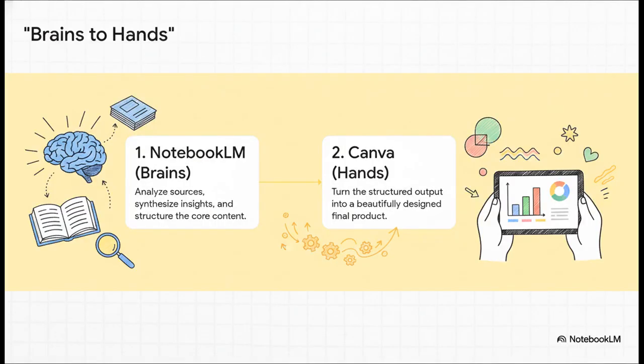And this brings us to what I call the brains-to-hands workflow. This is such a powerful way to think about it. You use NotebookLM as the brains of the operation to do all the heavy lifting of research, synthesis, and outlining. Then you take that structured output and use a tool like Canva as the hands to handle the design and the final polish. It's an incredibly efficient system.